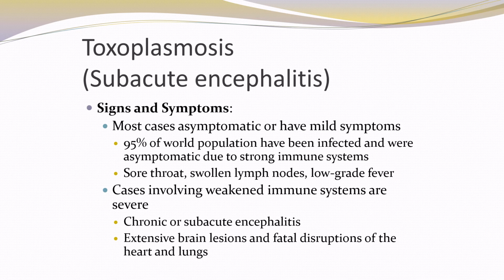Who knows? Most of the time where we see more of an issue is in individuals who have weakened immune systems. So we see chronic or subacute encephalitis that can lead to brain damage, brain lesions, problems with the heart and lungs. But that is the case where we are concerned. So individuals that are immune compromised, or maybe individuals who are pregnant, that is the big issue.